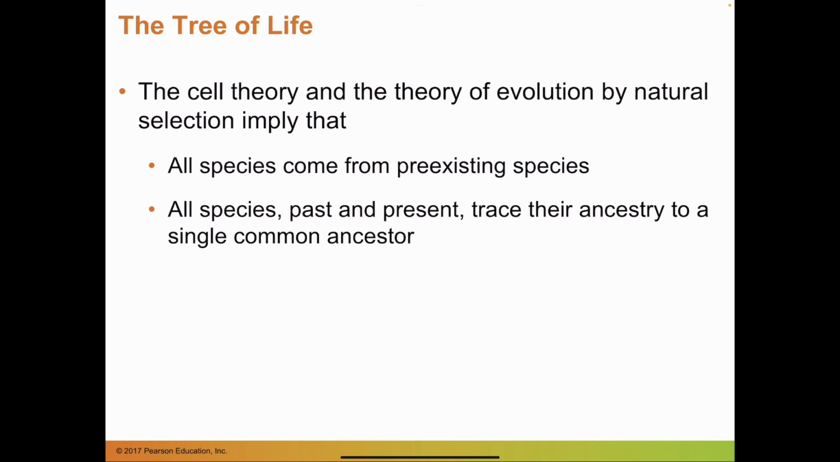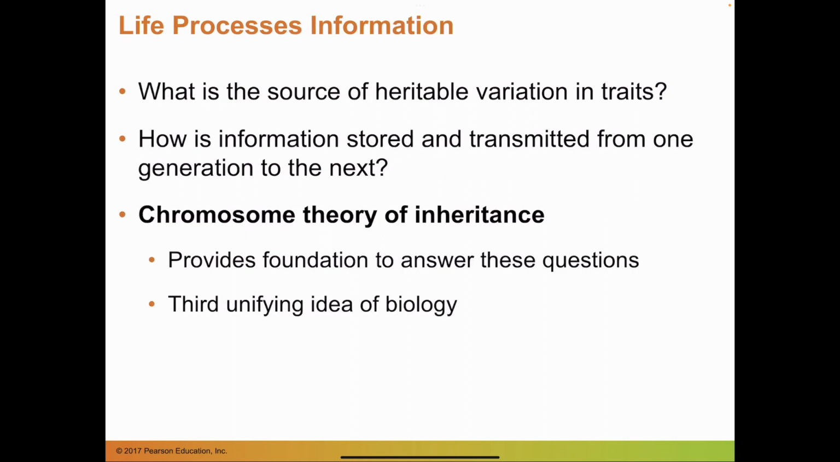So going back here, the idea of cell theory and the theory of evolution by natural selection are saying, when you put those two theories together, that all species are coming from pre-existing species, and therefore all species, past and present, must be able to trace their ancestry back to a single common ancestor. And again, you're going to hear more about this in Biology 1307, but that's just to give you an idea how these two theories relate to each other.